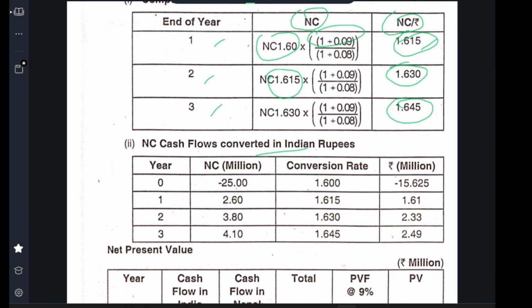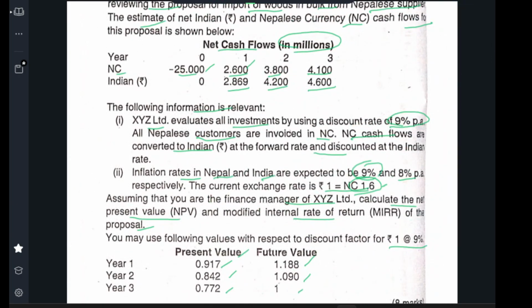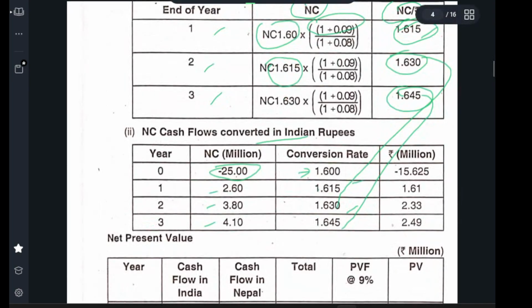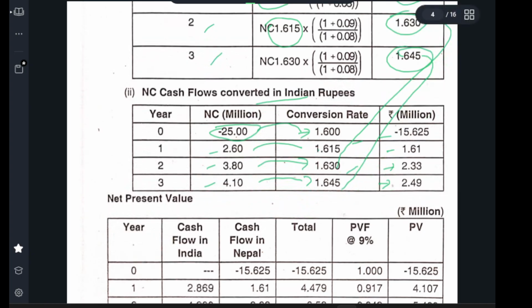The outflow is 25 into 1.6, giving 15.625. The cash flows in millions are 25, 2.6, 3.8, 4.1. So the outflow is 25 divided by 1.6, giving 15.625. Then 2.6 divided by 1.615 is 1.61, 3.8 divided by 1.630 is 2.33, and 4.1 divided by 1.645 is 2.49.